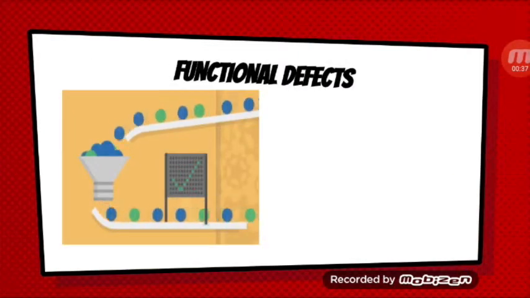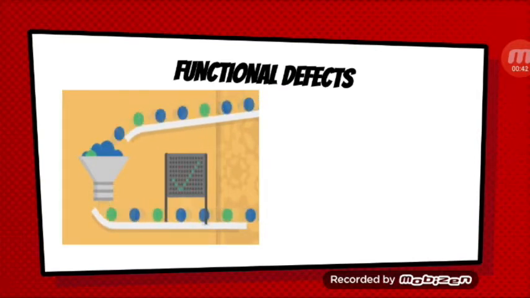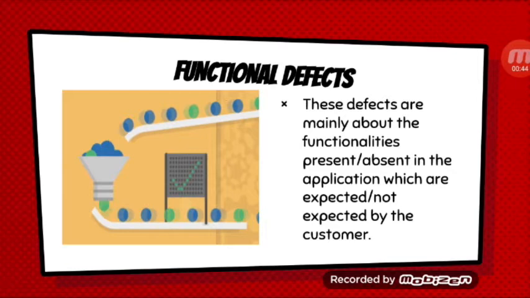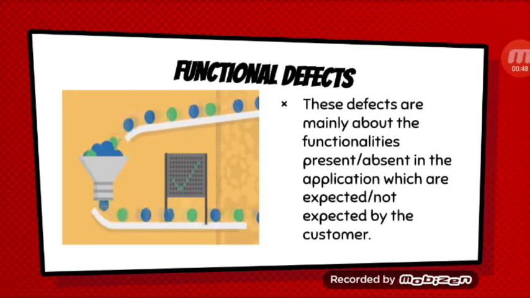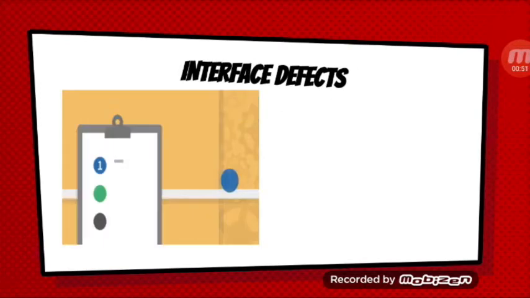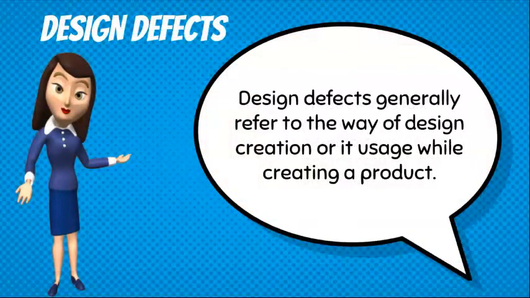Let us first discuss what is functional defects. These defects are mainly about the functionalities present or absent in the application which are expected or not expected by the customer. The second one is interface defects. These defects talk about various interfaces essential as the per requirement statement. Generally, these defects may be due to user interface problems or problems with connectivity to other systems including hardware.